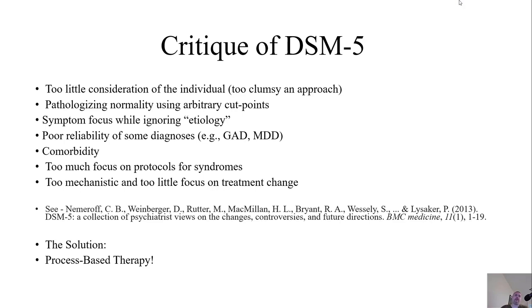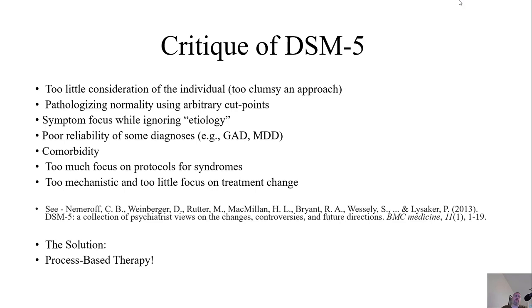The second criticism is it's got these arbitrary cutoff points. We know there's a lot of comorbidity. So having these arbitrary cutoff points where depression ends and anxiety begins is arbitrary, and those who developed the DSM know that. So everyone's aware of the limitations. Number three, it's symptom focused while ignoring etiology. So it's symptom focused and ignores causal factors to disease.